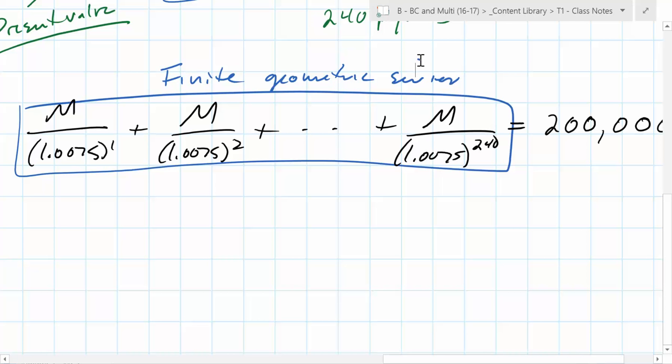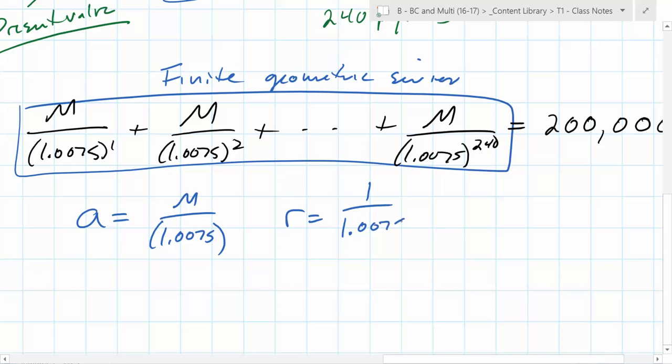Can you tell me what's the A value? What's the starting value? Careful, what's the first listed term? M over 1.0075. What's the R value? 1 over 1.0075, or 1.0075 to the negative 1. Either way is fine. How many terms are there? Hey, at least this one starts at 1, right? Sometimes they start at 0 and it tricks you up. Number of terms is 240.